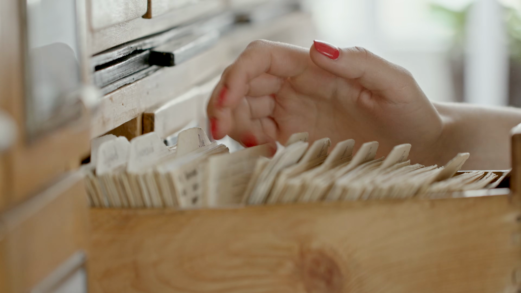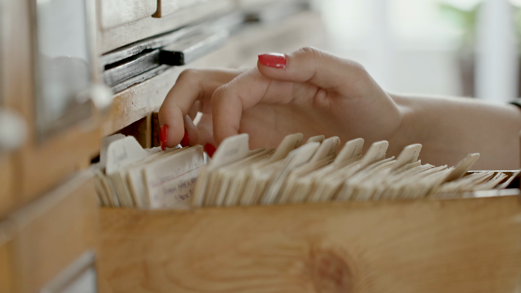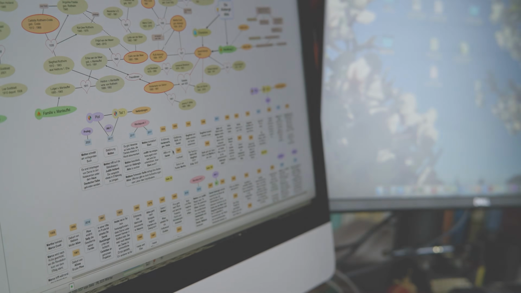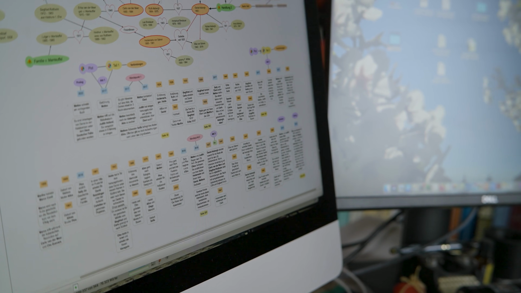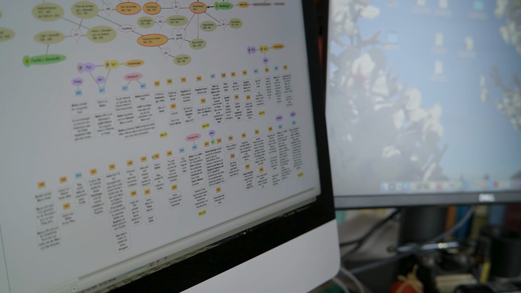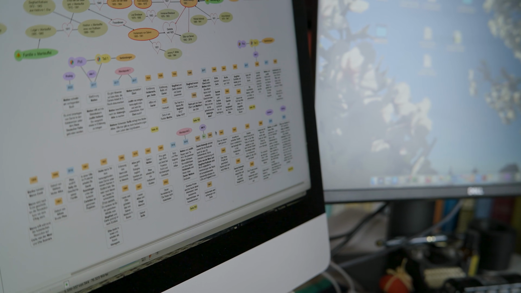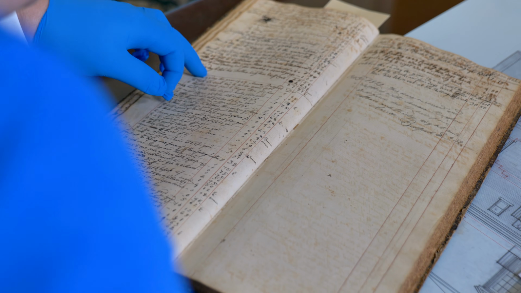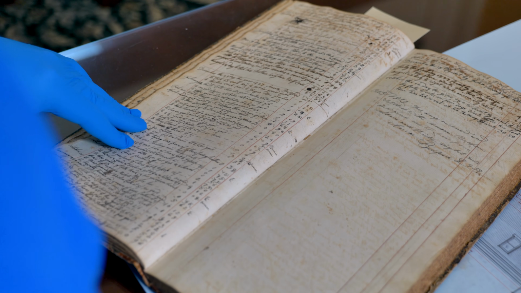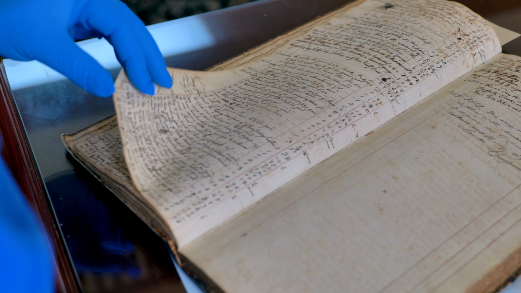The earlier censuses, from 1790 through 1840, list only the head of household by name. Other household members are grouped by age and gender. These records require interpretation because you are working with categories rather than full names. Even so, they can still place a family in a specific location and suggest the household structure.